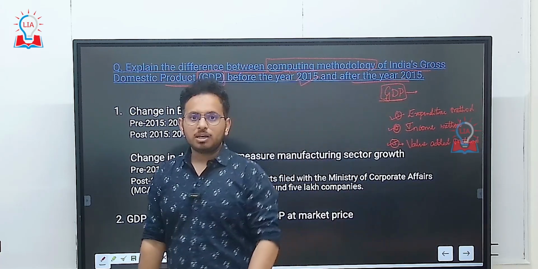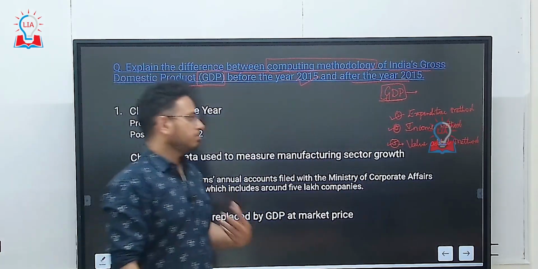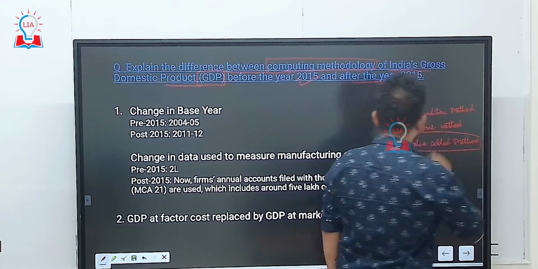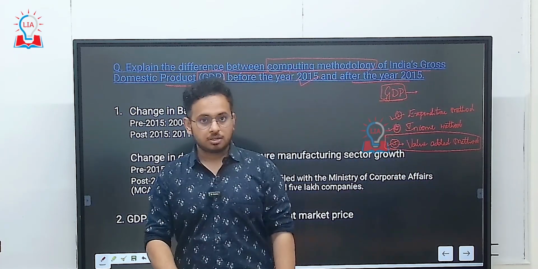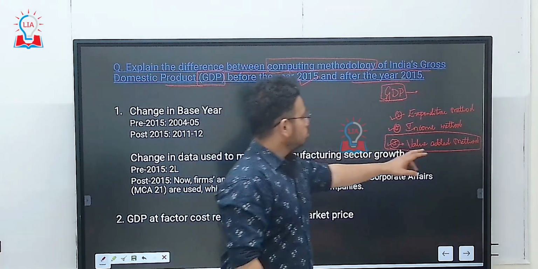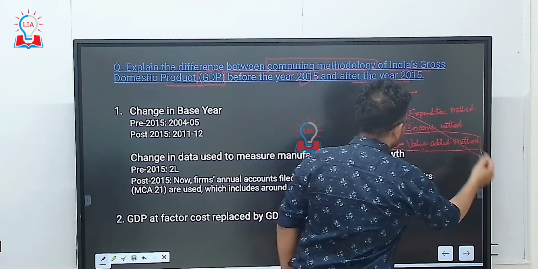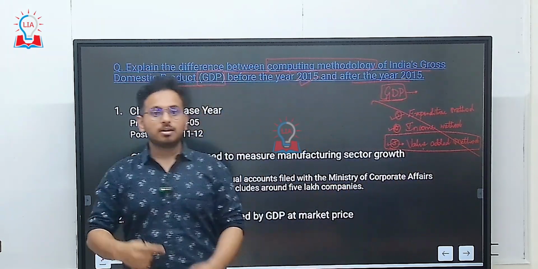See, one important thing we have to keep in mind when we are writing an answer about the value added method is that even though India calculates GDP in all these three methods, the value added method is considered to be the most accurate. The question nowhere asks about this. I just told you this so that you can get revised.